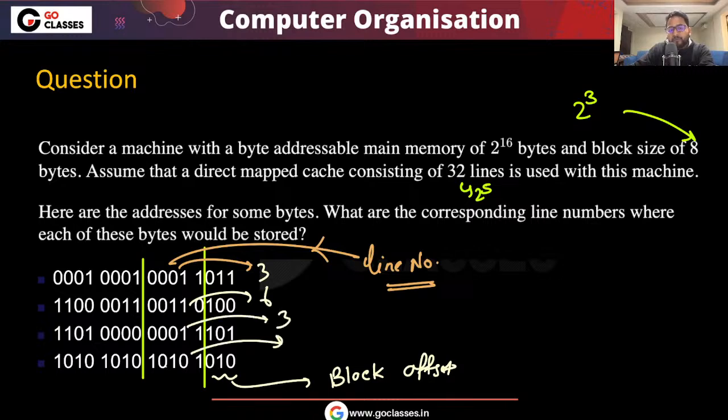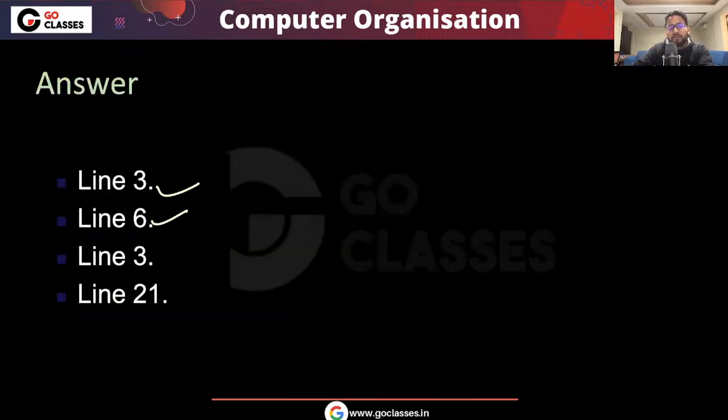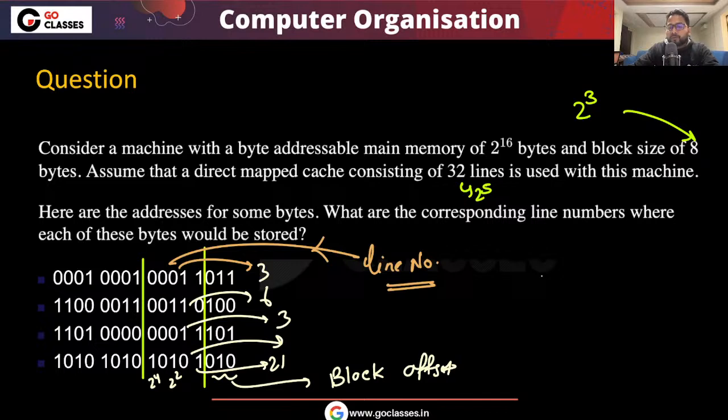In line number, what is this? Can anyone tell me quickly? 2 power 0, 2 power 1, 2 power 2, and then 2 power 3, 2 power 4. 16, sorry, 0, 1, 2, 3, 4. So this is 16 plus 4, 20 plus 1, 21, right? So 3, 6, 3, 21. Is this understood to everyone? Okay, great. Many people have given the correct answer.